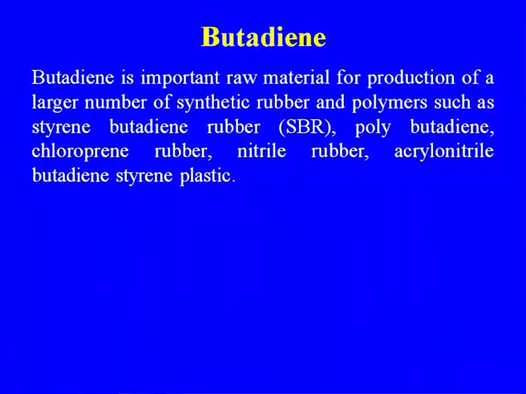And adsorption is also used, you see the Olex process for the separation of some of the close boiling point olefins that we have in the case of the separation of butene 1. Butadiene is the important raw material for the production of a large number of synthetic rubbers and polymers such as styrene butadiene. Already I have discussed the various outlets of the butadiene.